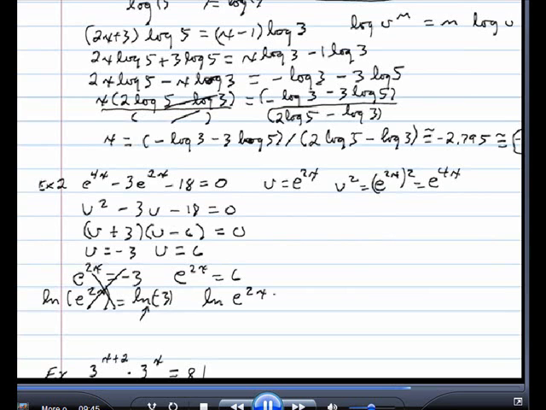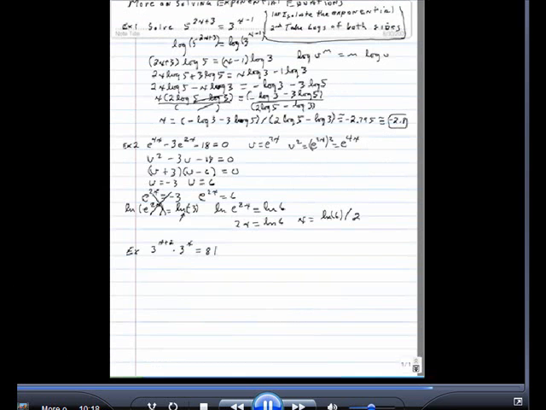ln of e to the 2x equals ln of 6. 2x equals ln of 6. x equals ln of 6 divided by 2. That's ln of 6. It's not the ln of 3. It's the ln of 6 divided by 2. If you try the ln of 3, it will not work. ln of 6 divided by 2 gives you 0.89587, so I'll say 0.896.